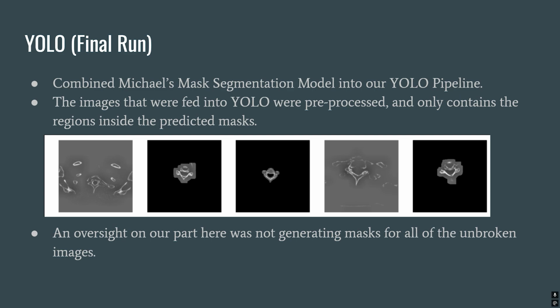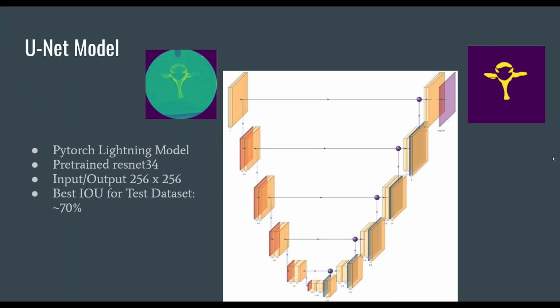This meant that we were training on the pre-processed images as before, but only the regions inside the predicted masks Michael's model generated. We had another oversight here, where we didn't generate masks for the unbroken vertebrae images and only for the broken. My segmentation model is a UNet model, so in the first half, features are extracted, and then in the second half, the mask is upscaled to fit the original input size.